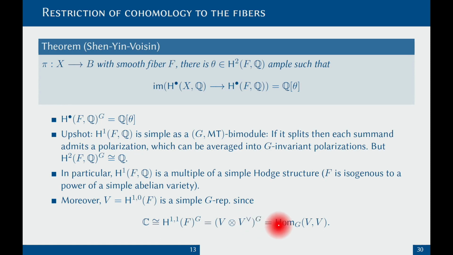And one more thing is that when you look at the representation on the holomorphic one forms, this is a simple representation. When you look at the G invariants of H^{1,1}, this is the same as taking H^{1,0} tensor H^{0,1}. H^{0,1} is the conjugate of H^{1,0}, which is the same thing as taking the dual when you're dealing with finite groups. So this is one-dimensional, but this is exactly the morphisms as G representations from V to V. So by Schur's lemma, you get that V is a simple representation.